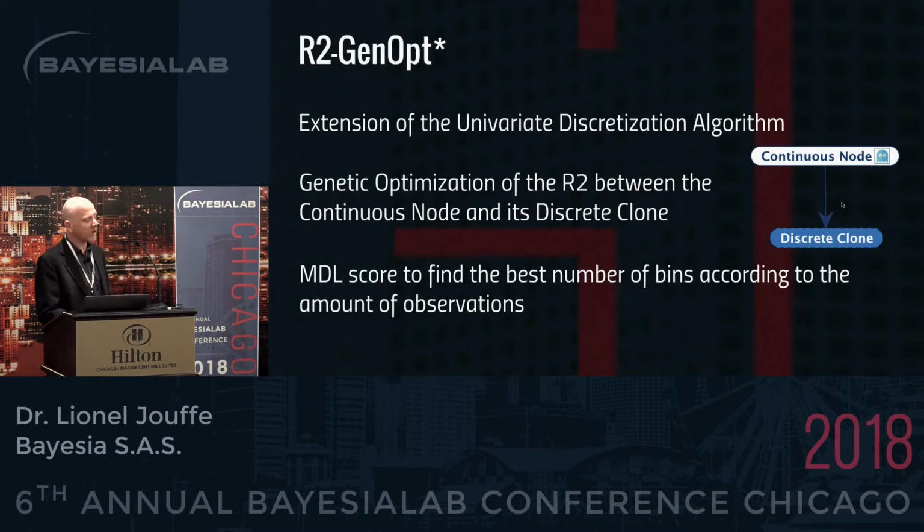But this one now uses an MDL score that we have created on purpose for finding the optimal number of bins given the amount of data you have, right? So you can use R-squared genopt star with 10 bins, and if there is not enough data, it will give you 2 or 3 or 4. It will decide the optimal number for you, right?